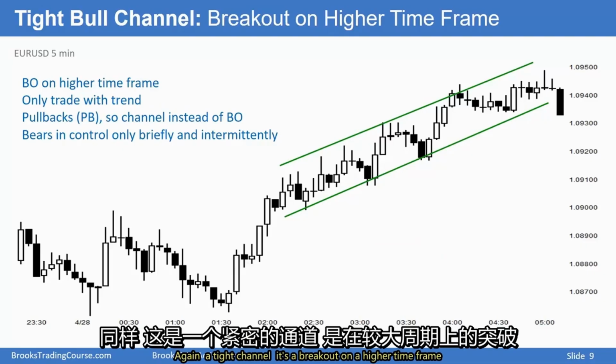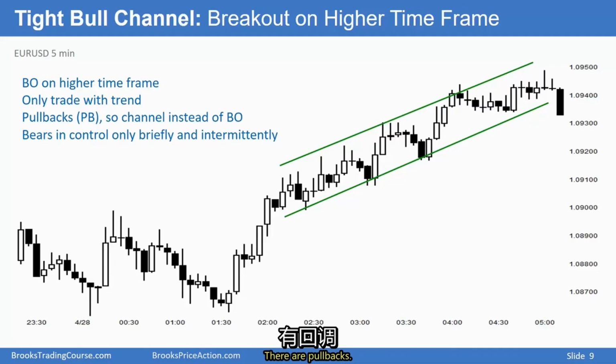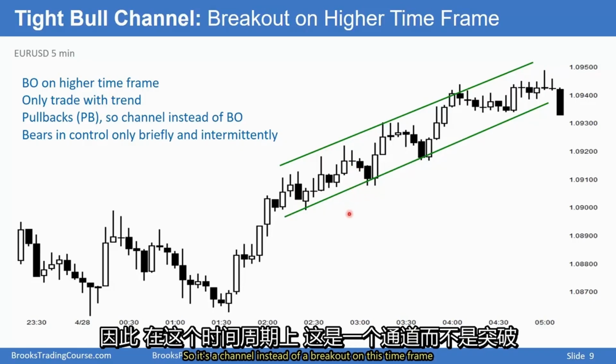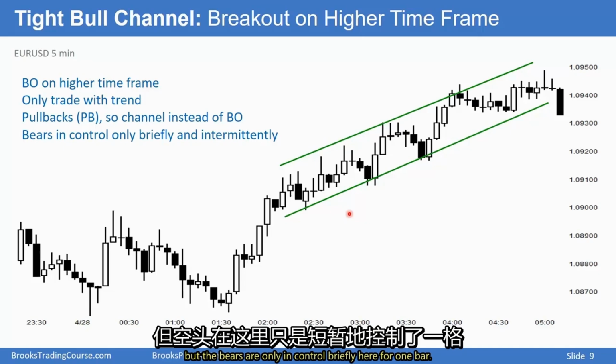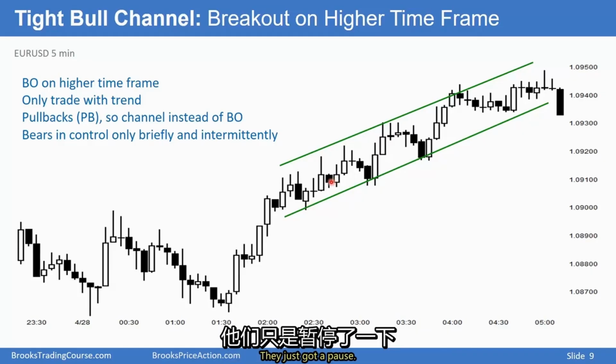Again, a tight channel, it's a breakout on a higher time frame, so only trade in the direction of the trend. There are pullbacks. This bar fell below that low. These bars fell below that low. So it's a channel instead of a breakout on this time frame. But the bears are only in control briefly here for 1 bar. Here they couldn't even get a pullback. They just got a pause.